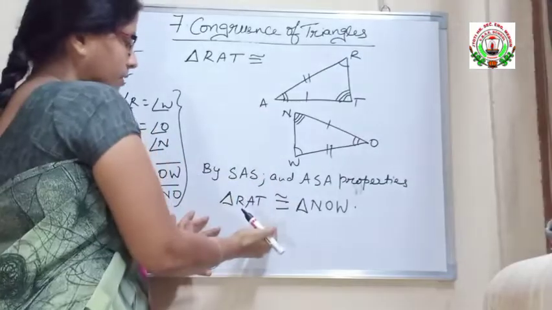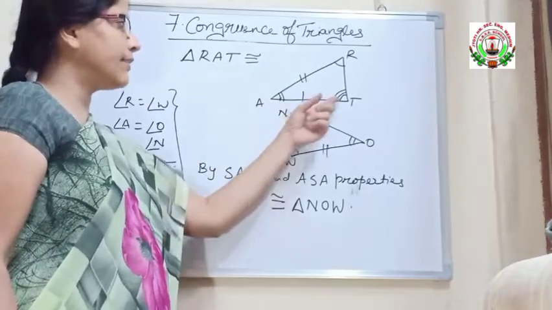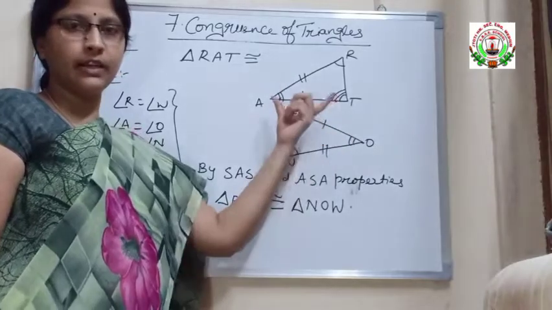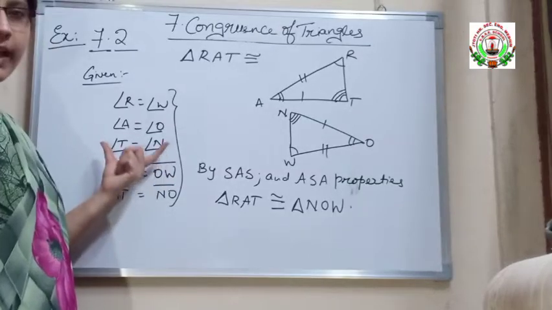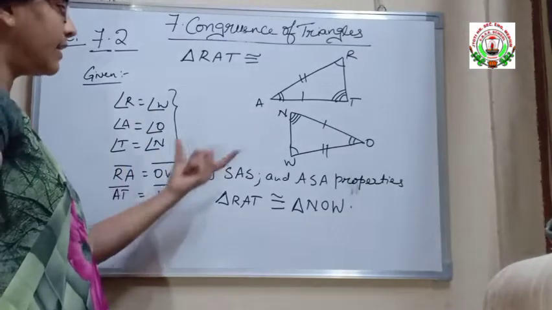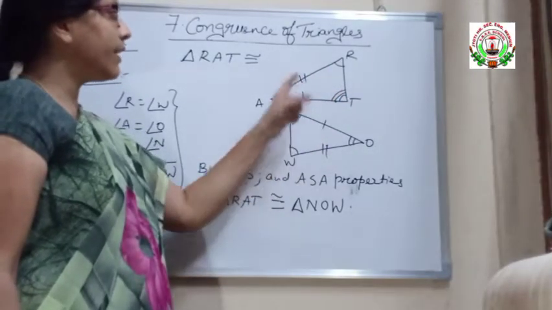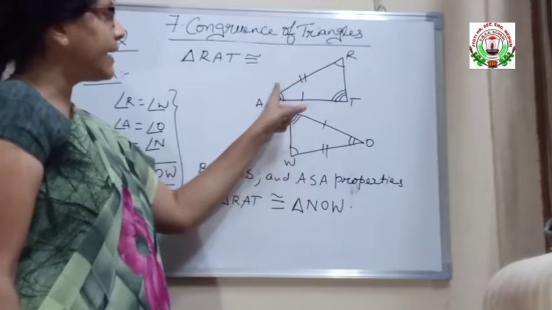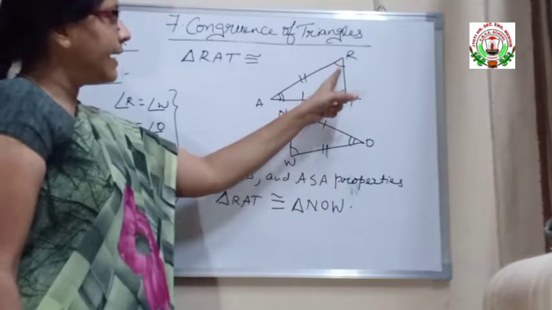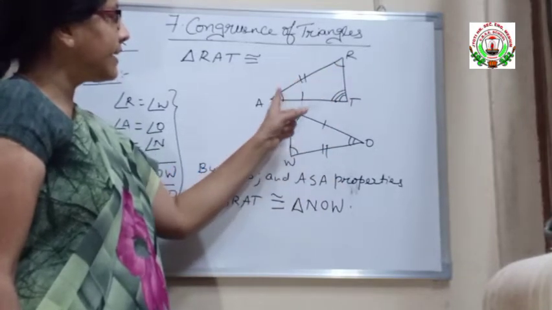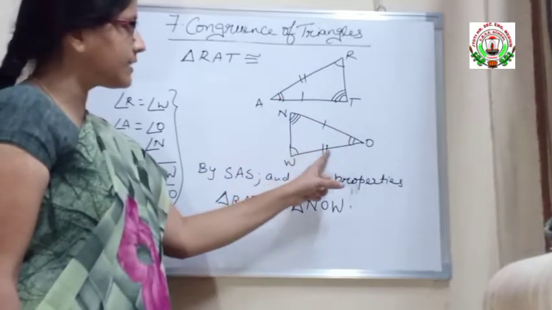This is your fifth question. In the fifth question, they have given two triangles and they have given the angles which are equal to each other in the two triangles. So we have taken out all the angles and line segments which are equal, and here we can see that all the three angles are given, two sides are given. So with this, side angle side, and next angle side angle.